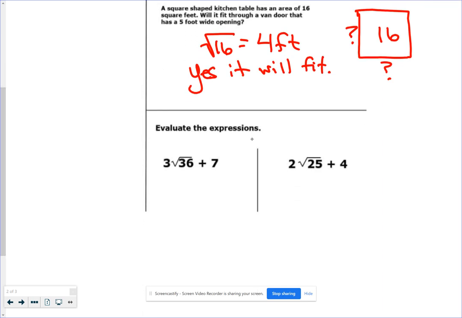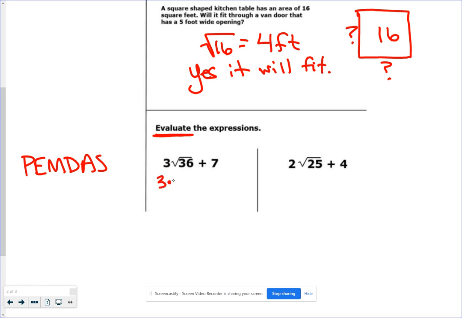All right, how about these ones? Evaluate the expression. That means solve the expressions. In order to solve these, we need to follow order of operations. We treat the square root sign like parentheses. So we're going to use PEMDAS. So what's the first thing? Parentheses. Like I just said, the square root of 36 is like parentheses. Got to do that first.